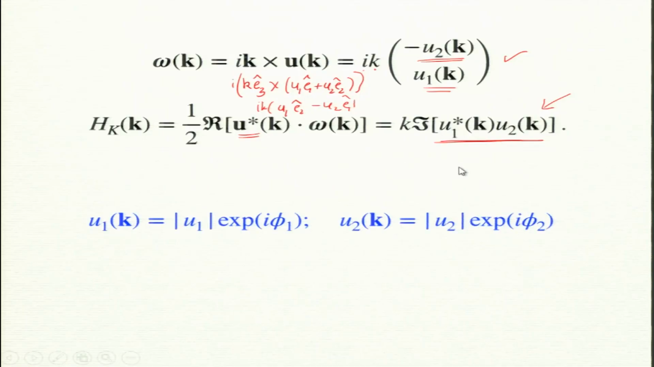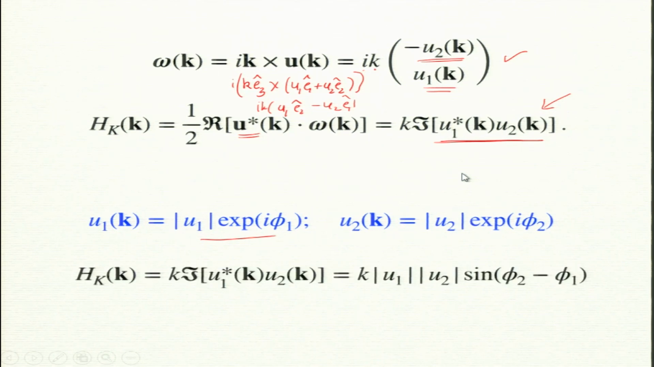We can write u1 as a complex number, mod u1 e to the i phi 1. If I substitute it in this expression, what do I get? k mod u1 mod u2 sin of phi 2 minus phi 1. So, the phases of u1 and u2 must not be in the same direction. We need phi 2 minus phi 1 to be any angle, and it need not be 90 degrees. If it is cosine and sine, then it is 90 degrees, but it could be any angle which is not 0 for helicity.